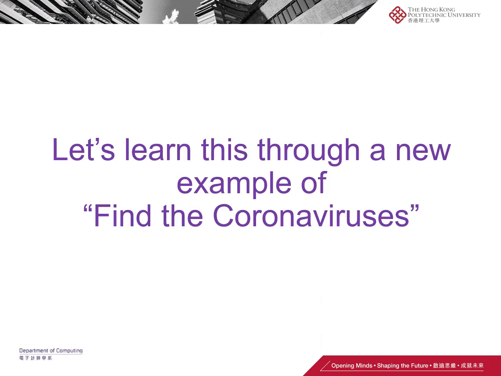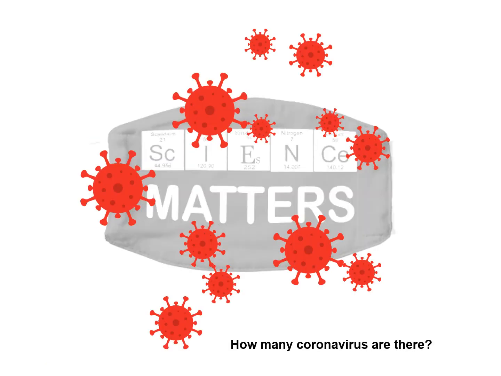Okay, that may sound a little bit abstract for you. Let's learn this through a very specific example. Here you see we have an image, and on that image there are some objects. Your job is to find out where they are and the number of them there. To do that, we can use erosion.